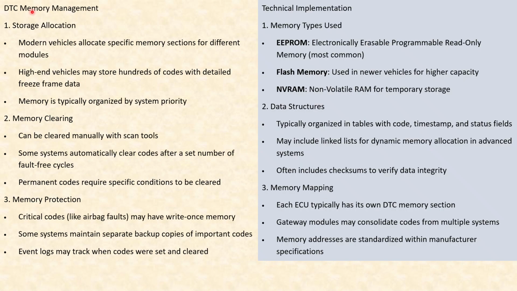Now, when it comes to DTC memory management, storage allocation: modern vehicles allocate specific memory sections for different modules. In the DTC memory, the storage allocation is an important slot. High-end vehicles may store hundreds of codes with detailed freeze frame data. What is meant by freeze frame data? I will let you know. And memory is typically organized by system priority.